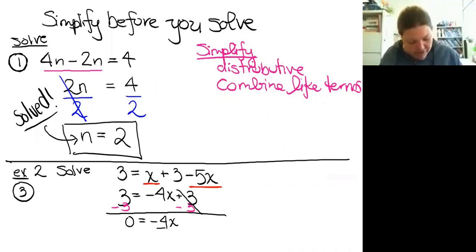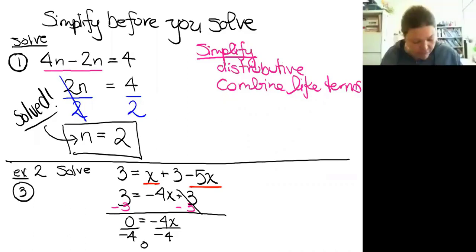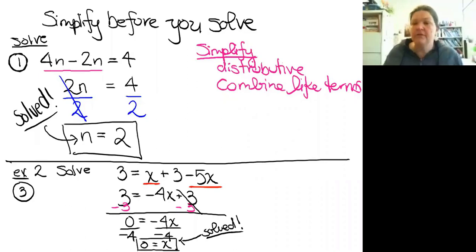Okay, for my final step, I will divide both of those by negative 4. And of course, 0 divided by anything is 0. So 0 is equal to x. And in this particular case, x is just 0. 0 is equal to x, x is equal to 0, same thing. My letter's alone, so this thing is solved. Is that good? Yep. Step it up.